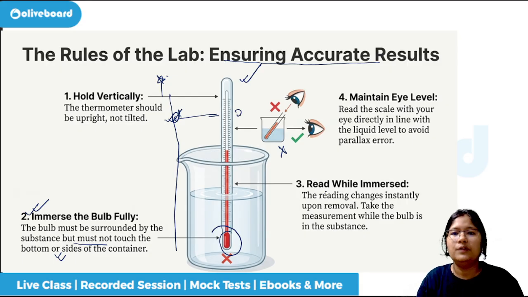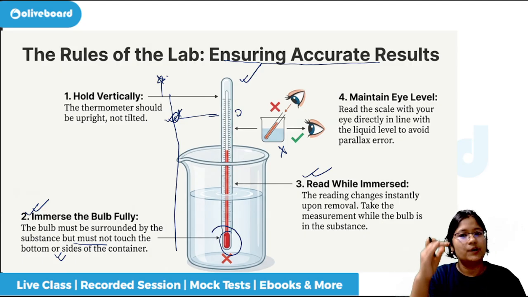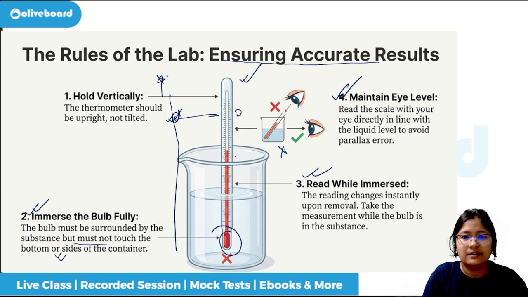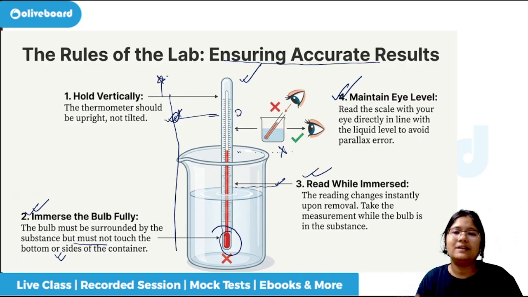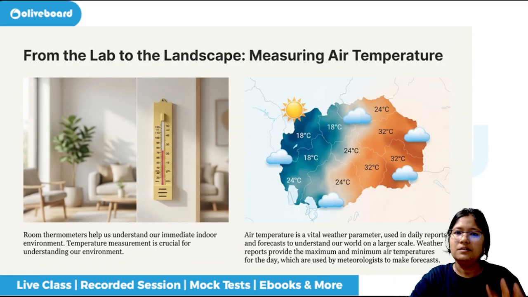Next, we have to read while it is immersed, because the reading will change instantly upon removal, as the mercury or whatever is being used will come down as soon as it is removed. And then we have to maintain the eye level. As you can see here, it has to be at the direct level of the line where the liquid is. Otherwise, what will happen? There can be different refractive errors. So that is how we take the readings.